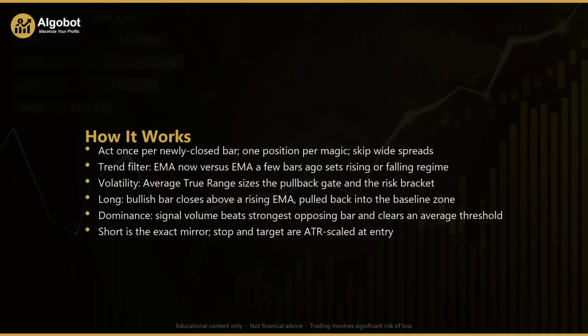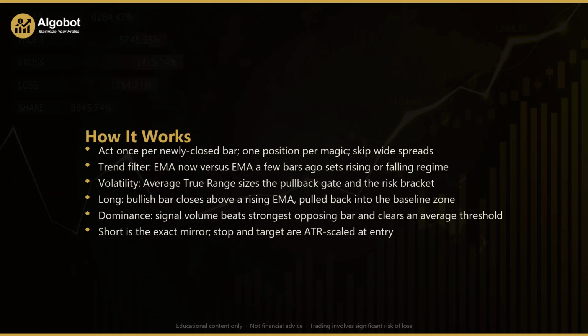Next comes the trend filter. The strategy calculates an exponential moving average of the close, and it compares that average now against the average a few bars ago, 3 bars by default, to read the slope. If the average is rising, only long setups are considered. If it's falling, only shorts are considered. This keeps the strategy aligned with the prevailing direction. Then it measures volatility using the average true range over its look-back period, 14 bars by default. This single value does double duty. It defines how deep a pullback must be, and it scales the stop and target later on.